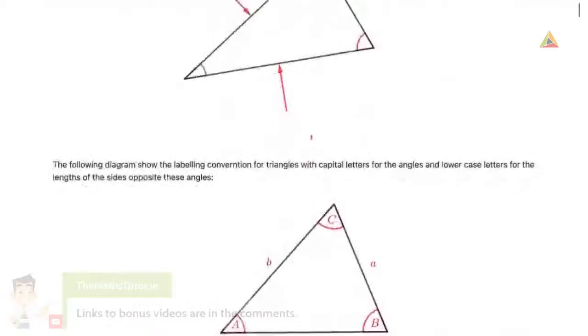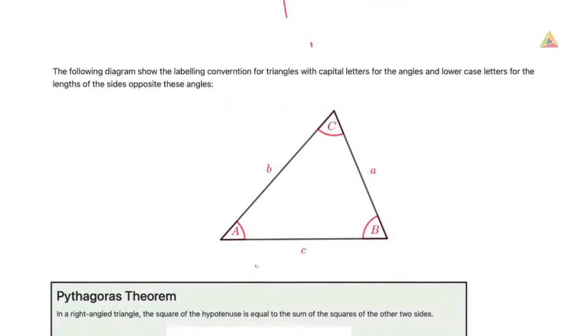So if we scroll down here, the following diagram shows the labeling convention for triangles, with capital letters for the angles and lowercase letters for the lengths of the side opposite these angles. So what that basically means is all angles, you can see they use capital letters. So A, B and C, they're all capital letters. Now if we look at the side that's opposite angle A, it's this side here, so we use a small a to signify that side is opposite that angle.